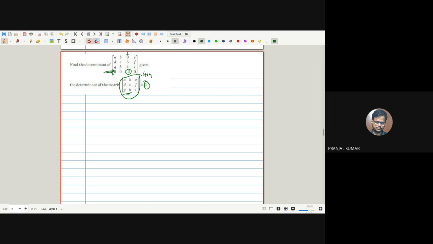If you expand it along this, then you will eliminate this row. First of all, in a 3 cross 3 matrix, the sign pattern is plus minus plus, minus plus minus, plus minus plus. But in a 4 cross 4 matrix, you have to write plus minus plus minus, minus plus minus plus, plus minus plus minus, minus plus minus plus. So according to this element, minus times what is the element here? Minus 5.